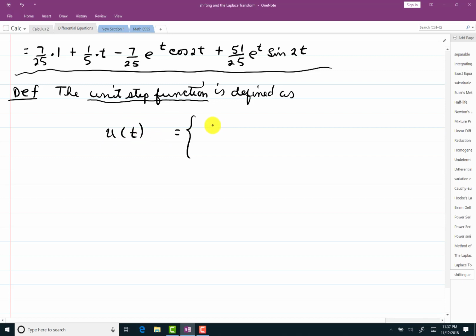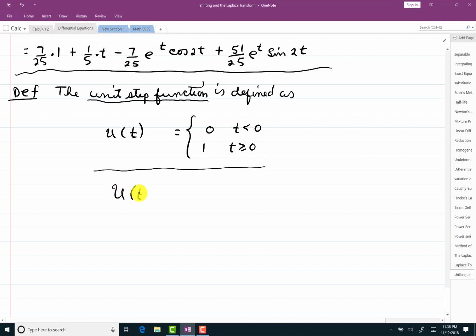That will equal 0 if t is less than 0, and 1 if t is greater than or equal to 0. However, for us, this won't make any sense to have a function that's called 1 other than the function 1, because all of our integrals start at t equal to 0. So instead of this, scrap this, we use this definition.